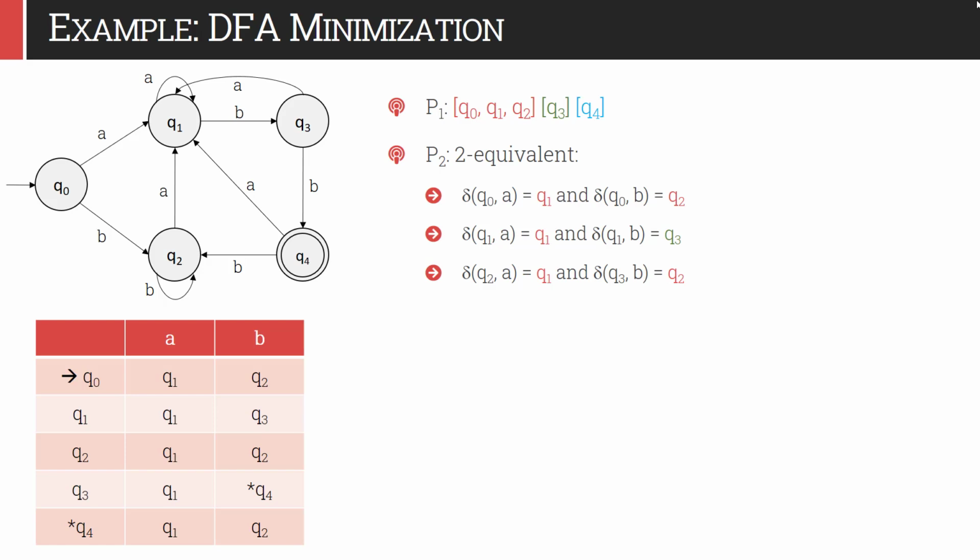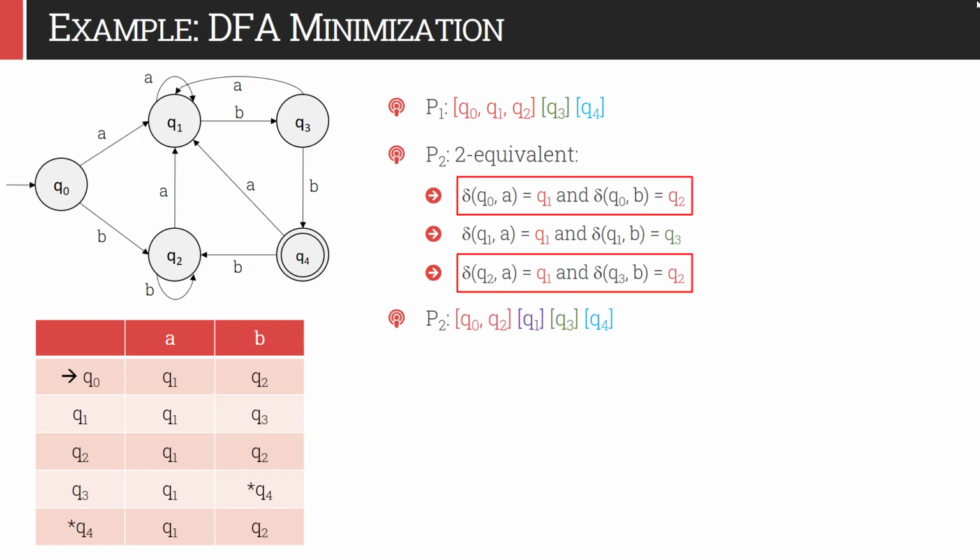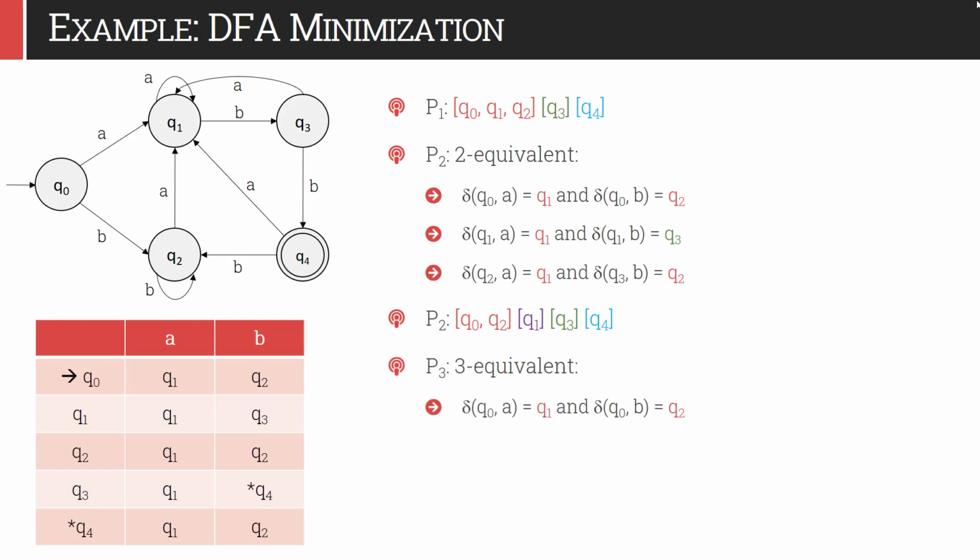So we will divide the set of states Q0, Q1, Q2 into two different sets, that is Q0, Q2, which are identical or, we can say, two equivalent states, and Q1 we will put into a different set. So this is P2. Now we have to check whether Q0 and Q2 are the same or not, and for that we have to compute P3 or the three equivalent of these states.